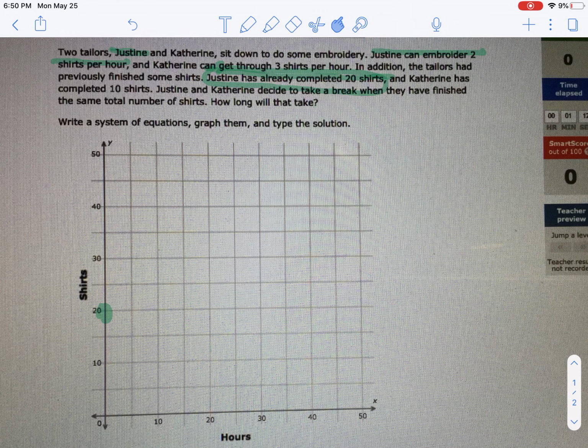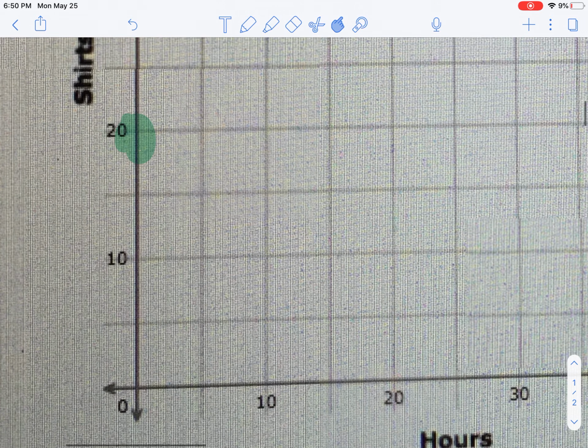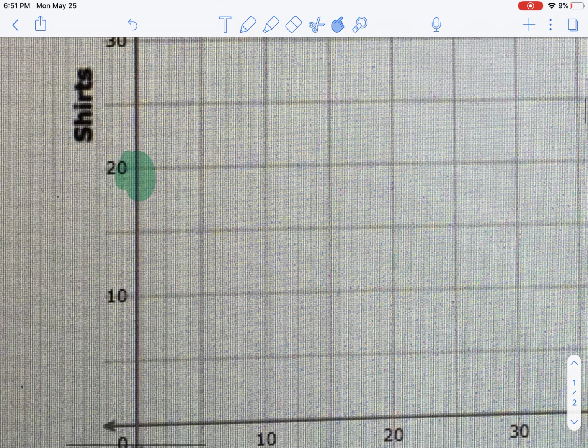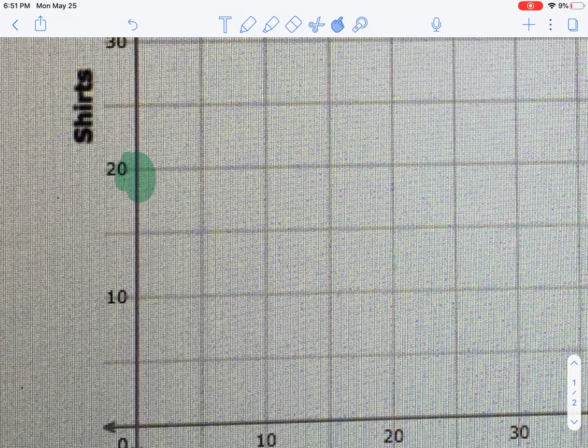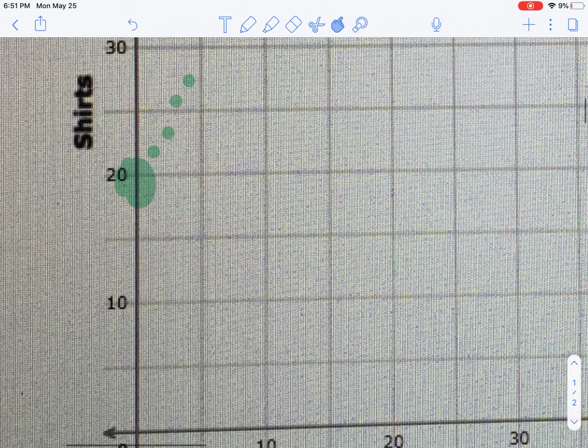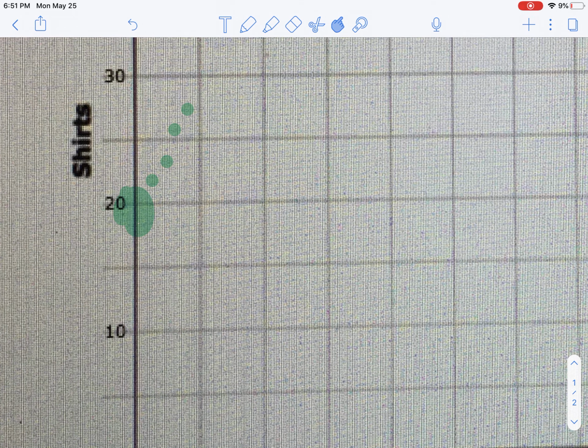So what we could do is just go step by step and say in every hour she would do 2 shirts. So there would be a dot there. Let's turn this on here. 1 dot there. And then after 2 hours she would do 4 shirts. After 3 hours she would do 6 shirts. 4 hours, 8 shirts. And 5 hours, 10 shirts. Okay, so that's if you go step by step.